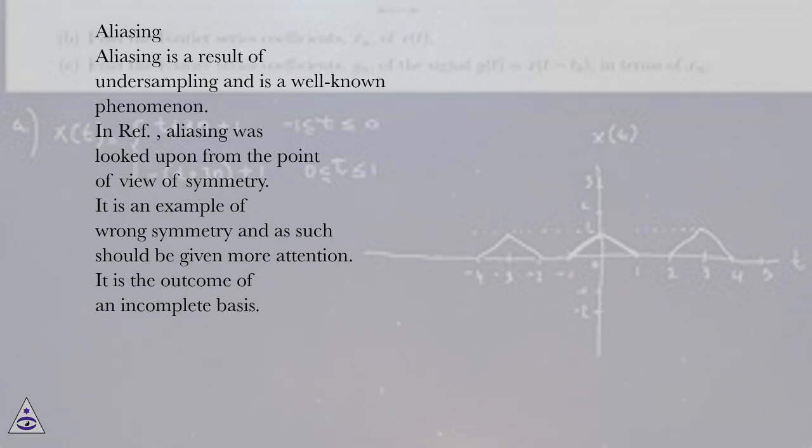Aliasing. Aliasing is a result of undersampling and is a well-known phenomenon. In ref, aliasing was looked upon from the point of view of symmetry. It is an example of wrong symmetry and as such should be given more attention. It is the outcome of an incomplete basis.